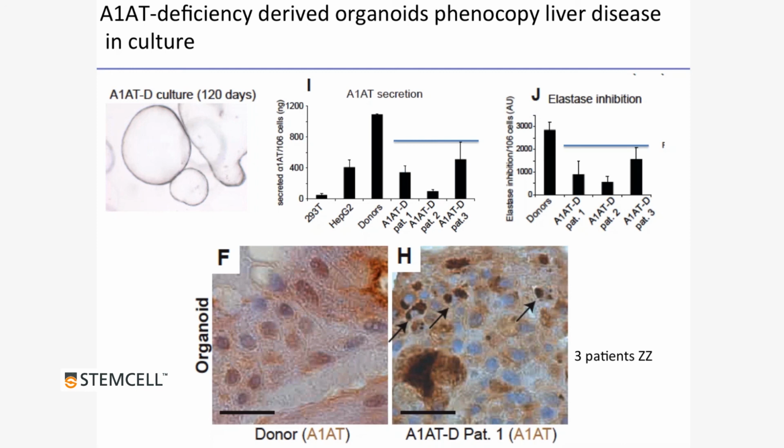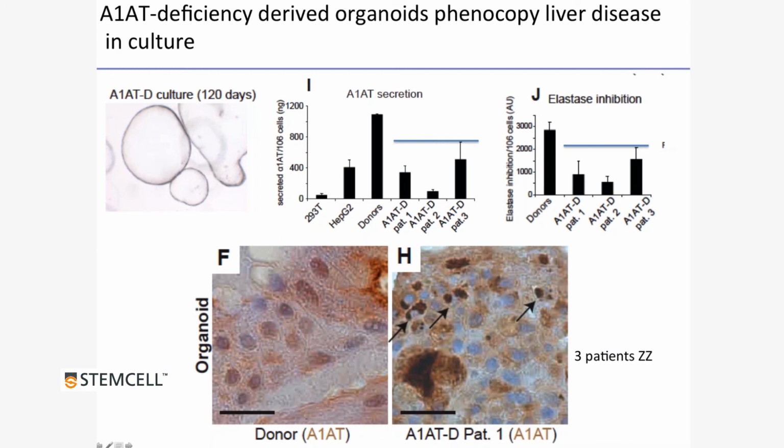For that, what we did was transfer these cultures that were expanding into a differentiation medium, and then we started looking at different parameters. We looked at alpha-1 antitrypsin secretion, and as expected, donor-derived organoids will secrete alpha-1 antitrypsin into the medium. However, none of the 3 patients that we studied could secrete alpha-1 antitrypsin into the medium, and similarly, the 3 patients could also not inhibit elastase, while the donors could inhibit elastase in culture.